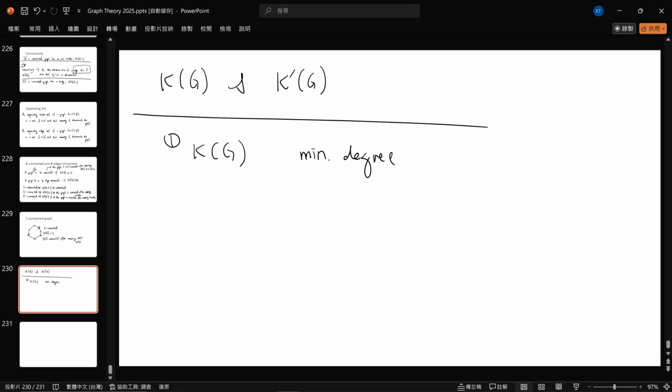对，这应该没有很困难，OK。And the second question is similar, but this time we compare kappa prime G, that is the edge connectivity, and the minimum degree. Okay.